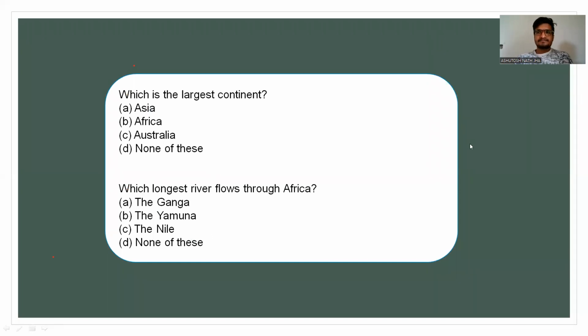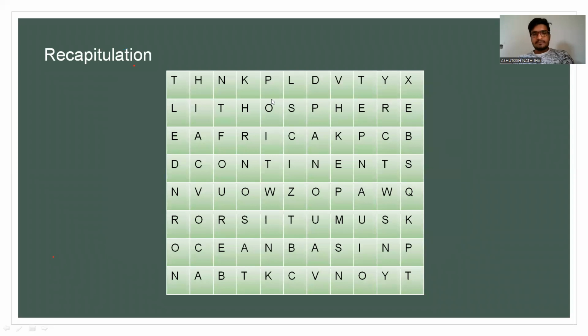Very good, students. Now, recapitulation: in this particular class, we discussed the major domains of the earth, as well as continents. And then we'll discuss lithosphere and all these components separately, okay, and topics.